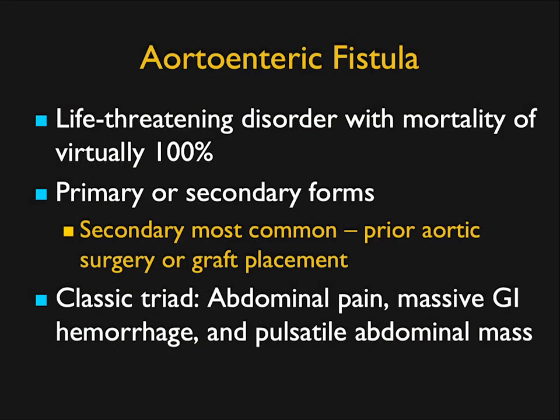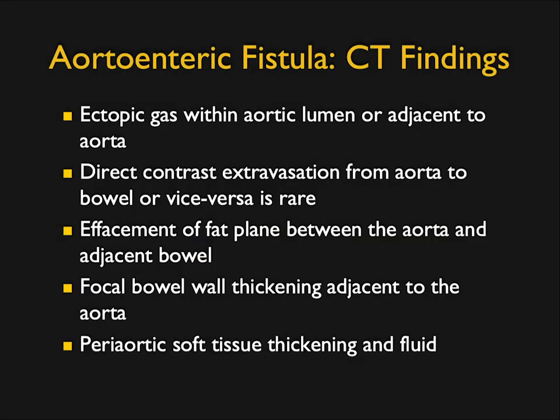The last thing I'll just comment on, aortoenteric fistula. Uncommon, but we are seeing it more as patients are getting more aortic aneurysm repairs. Classic triad, abdominal pain, massive GI bleeding, and pulsatile mass. The thing about aortoenteric fistula is they can present as bowel obstruction. You can see air within the aortic lumen or adjacent to the aorta, contrast extravasation from aorta to bowel or vice versa, the effacement of the plane between the aorta and adjacent bowel, focal bowel wall thickening adjacent to the aorta, and the periaortic soft tissue thickening and fluid may be seen.